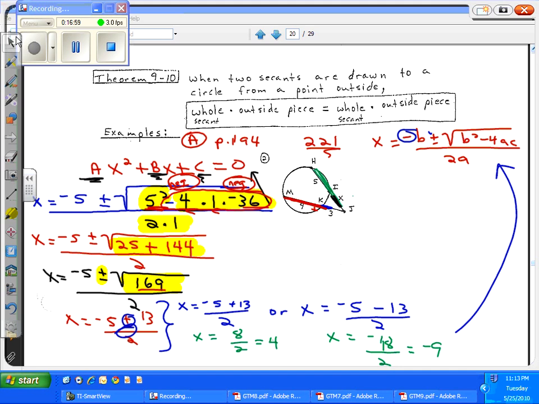Now x is how long ij is, and it can't be negative, so we kick that out and accept the positive value. So x is equal to 4. So that one turned into a quadratic, and we had to use the quadratic formula to find the value of x. Any questions on that?